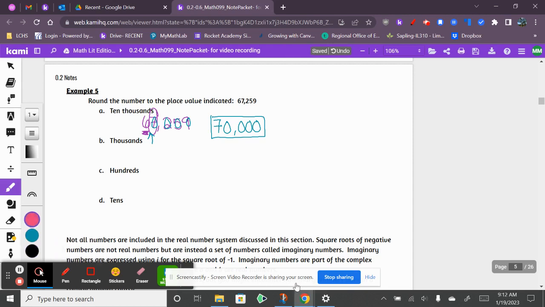To round to the thousands place, the number in this one that I'm going to underline is the 7. The number that gets circled is a 2. This one, we aren't going to round up because it is just a 2, so it's just going to stay the same. So we get 67, it stays the same, and then the rest get filled with zeros.